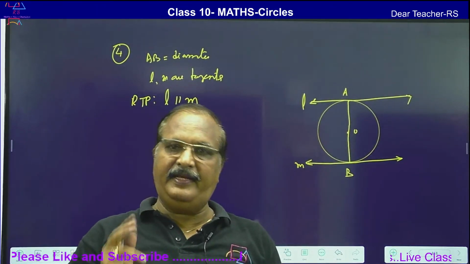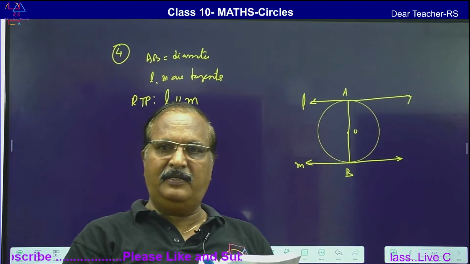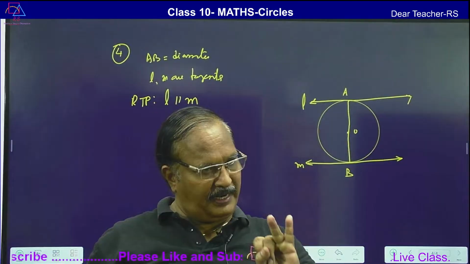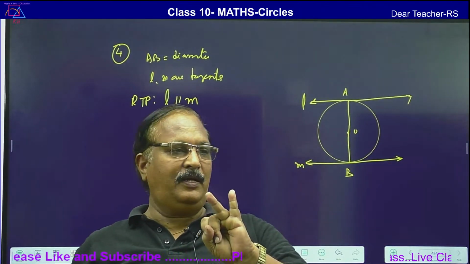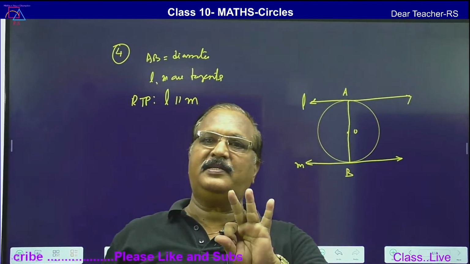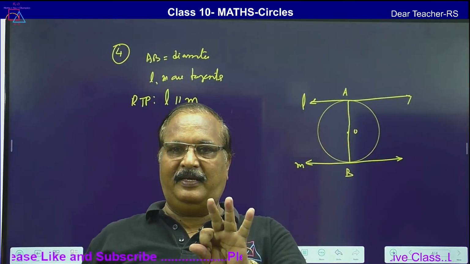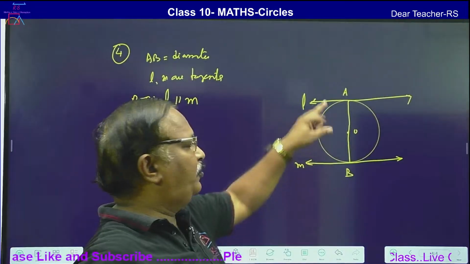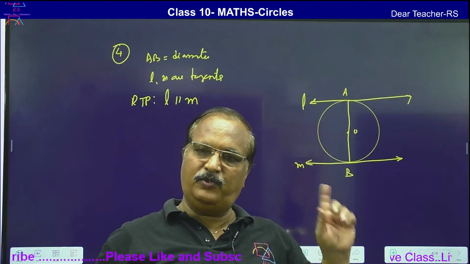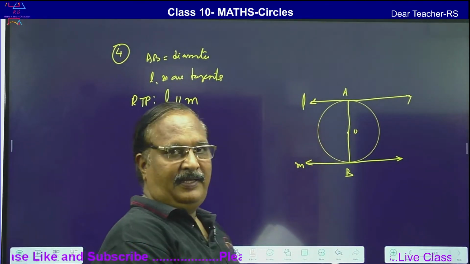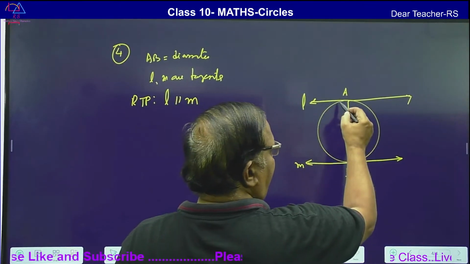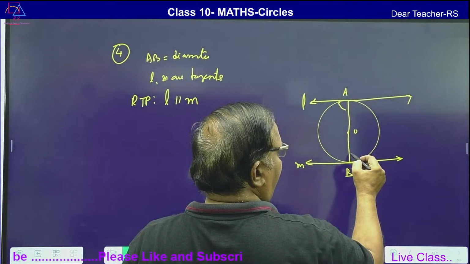To prove any two lines parallel, you have to take either corresponding angles equal, or alternate interior angles equal, or co-interior angles are supplementary. From these three, we have to take one point and prove parallel. If you want to prove any two lines parallel, either alternate: this AB will become a transversal and these two are alternate interior angles.